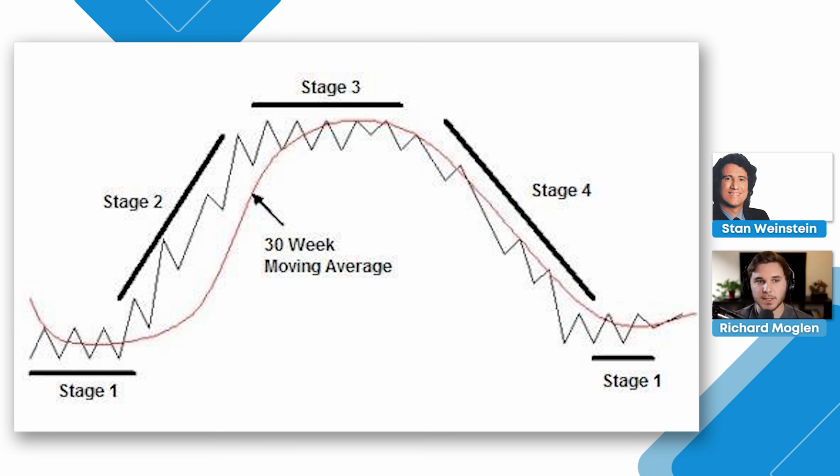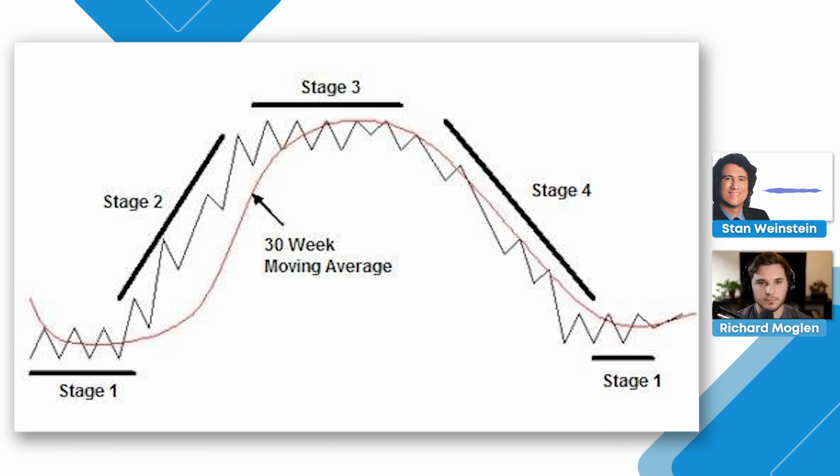Stan, could you briefly discuss the four different stages within a stock's life cycle and also how you differentiate between them? Sure. I think that's a relevant thing. And it's so straightforward and it sounds almost too easy to be really a part of the equation of being successful in the market. But here we go.